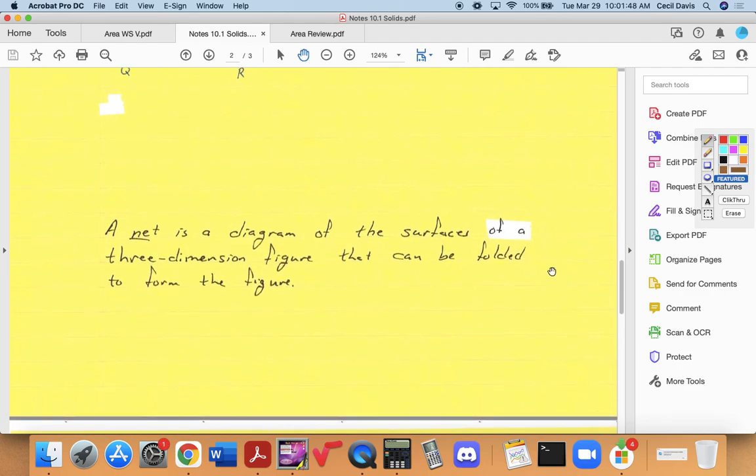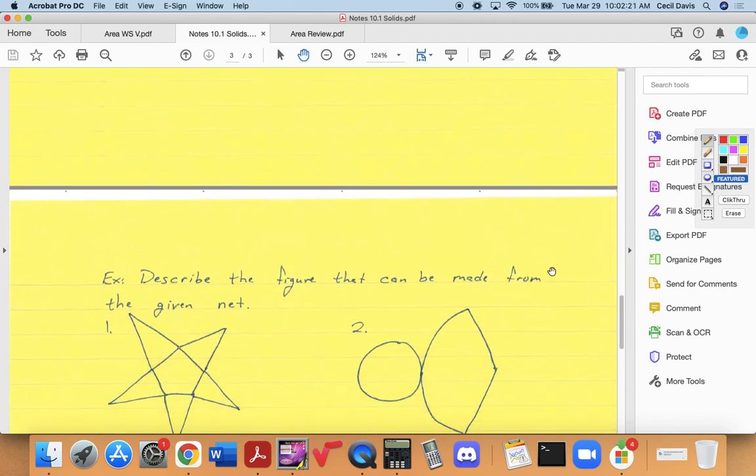All right, one thing that we'll be using from time to time is this idea of a net. A net is a diagram of the surfaces of a three-dimensional figure that can be folded to form the figure. So the net is going to be two-dimensional, and if you cut it out and fold it up on the dotted lines, what does it make? Not so much origami, because in origami you fold the paper and you end up with something, but this is just, I'll show you an example.